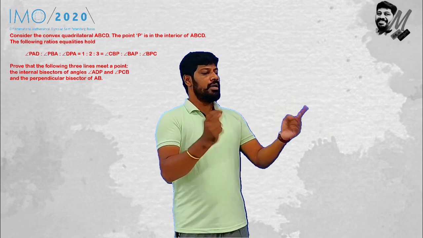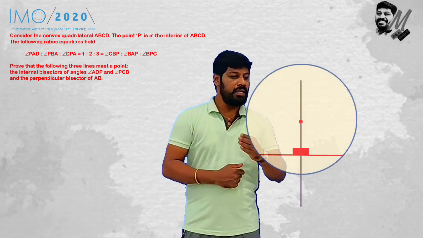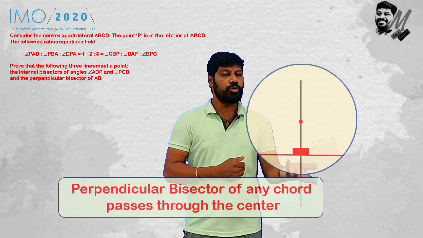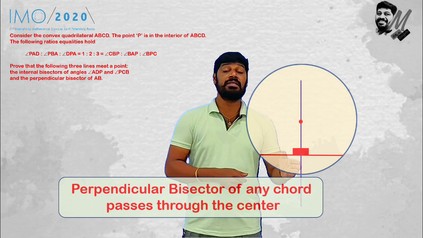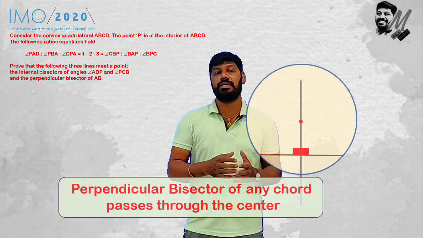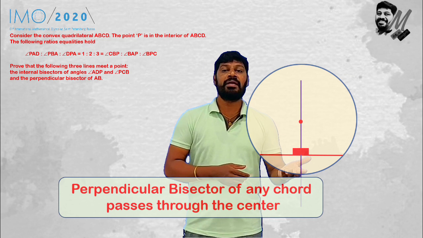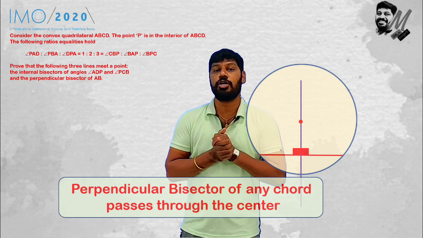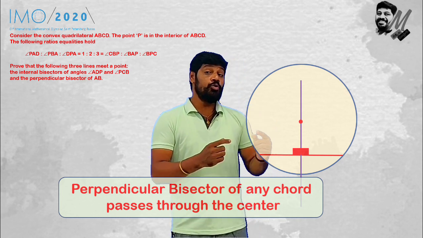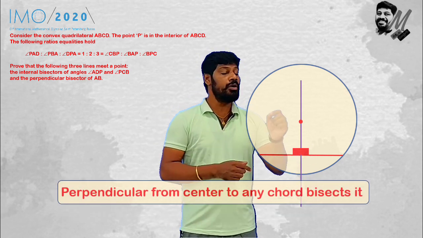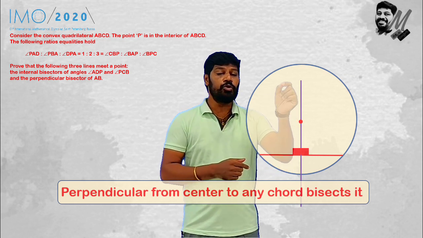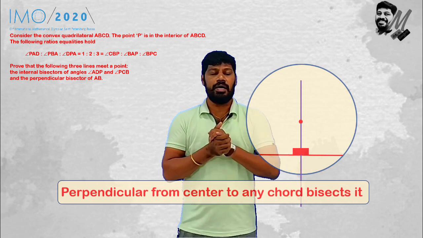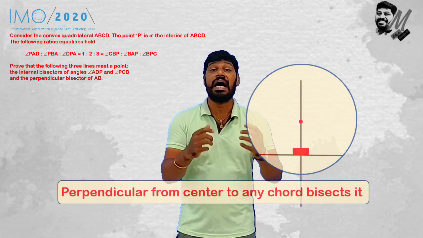And coming to the third one, consider this circle. There is a circle and a chord. For this chord, if you draw a perpendicular bisector, definitely that perpendicular bisector passes through the center. Usually we say the perpendicular bisector of any chord passes through the center. We see this in the circle chapter of 9th standard. You may consider this theorem in another way also. From the center of any circle, if you drop a perpendicular to any chord, definitely that perpendicular bisects the chord. So this is the third concept we have to recall.